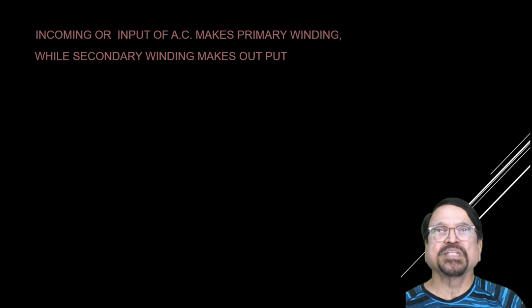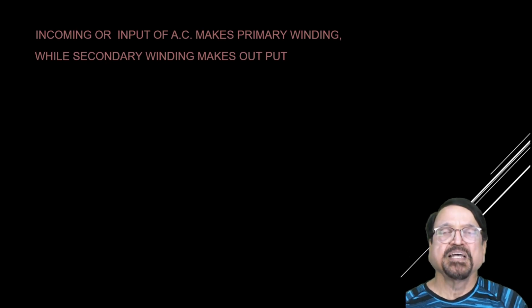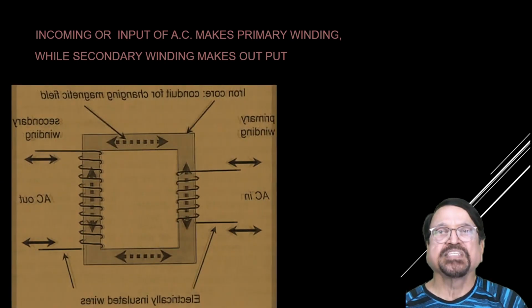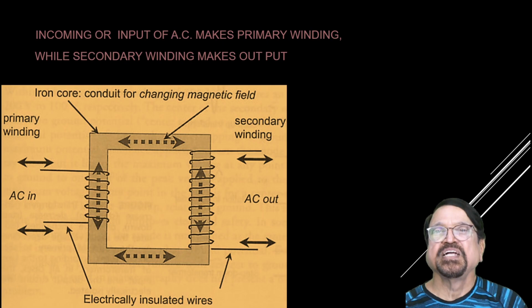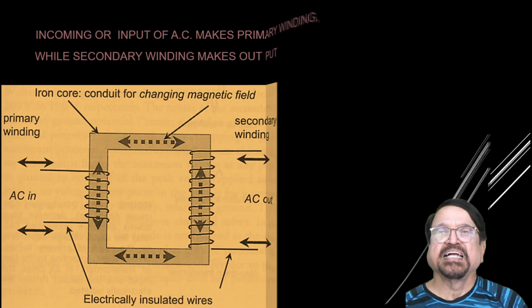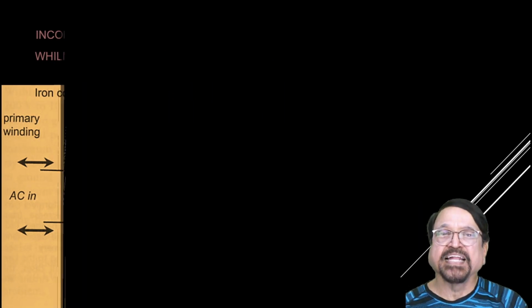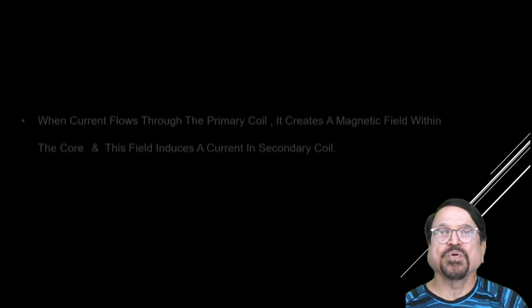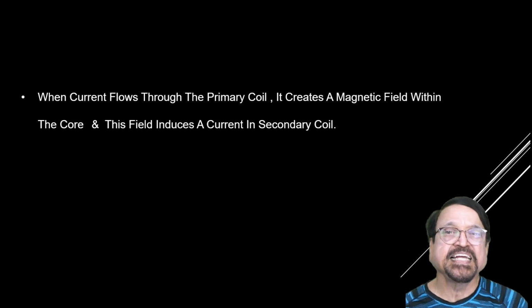Now the incoming or input AC makes the primary winding, while the secondary winding makes the output. So this we can decide, what we want. You can see incoming there are windings and outgoing there are also windings, secondary and primary. Inside is an iron core, that is multiple plates with insulating material in between. Both sides there is AC. That is to be noted, both sides the current is AC. If it is DC, it will not work.